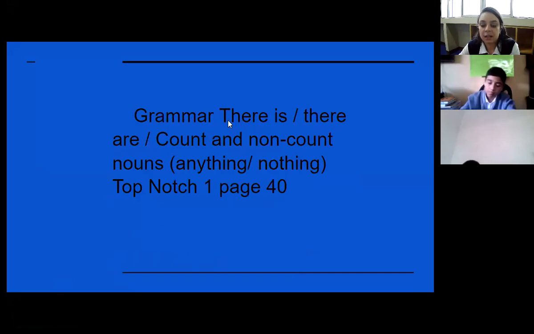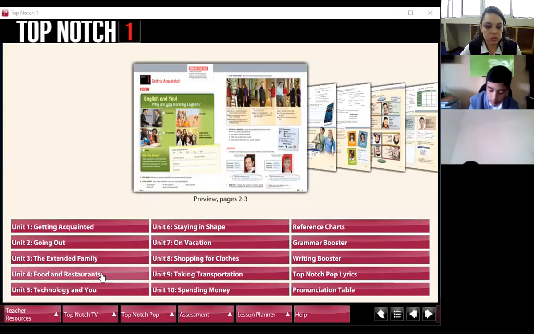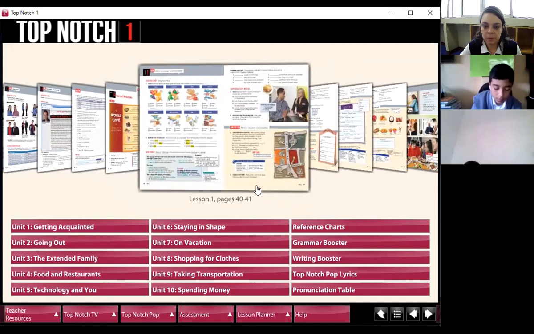Aquí lo que estamos viendo ahorita es para la página 41. So now let's go to the grammar. Yes, let's open. You have to open your book on page number 40, okay? Right there is the grammar structure. We are going to read it, okay, and identify right there. But these ones are some examples. Grammar, there is, there are, count and non-count nouns. Anything or nothing. It's in the Top Notch book, page number 40. So now let's go to our book, okay? Top Notch book. So go to the Top Notch book on page number 40.